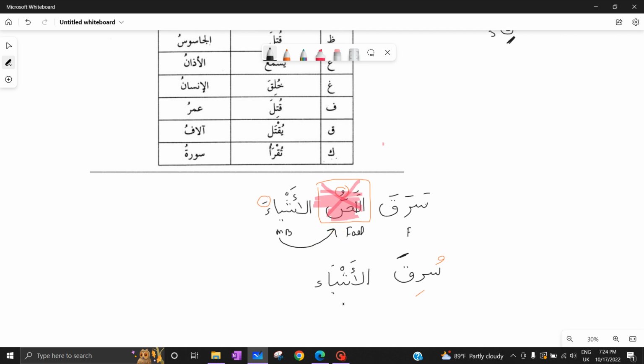So this has taken the place of a fa'il. What will happen when this maful bihi takes the place of a fa'il? The haraka also changes to dhamma. So we will put a dhamma here. Al-ashya'u. Okay, so when it takes the place of a fa'il and the haraka also changes, it becomes naibul fa'il. It is representing the position of fa'il. That's why it is called naibul fa'il. Naib in Arabic means representative. So your jumla in majhul has become from saraqa al-lissu al-ashya'a to suriqa al-ashya'u.